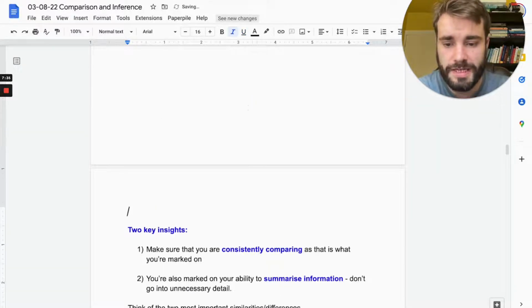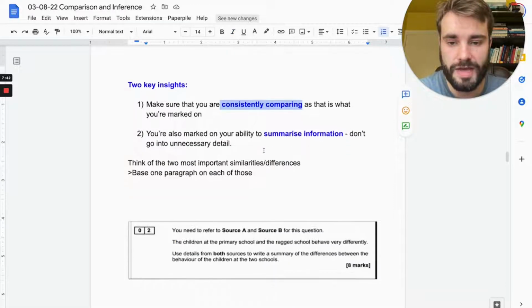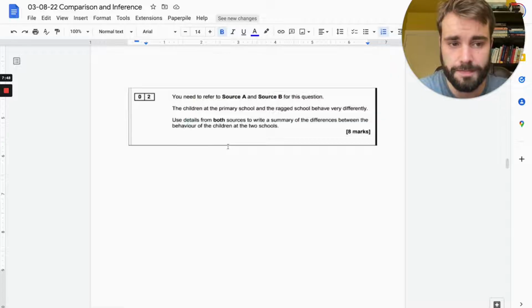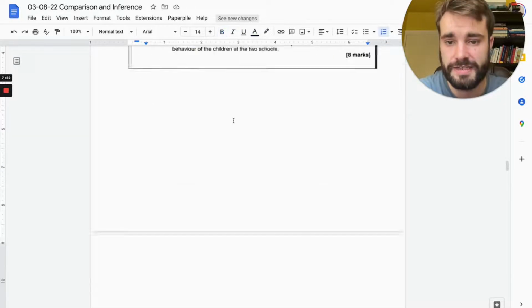2 things to bear in mind. Remember, you are consistently comparing. So all the time you are comparing. And remember that we need to summarize, so work out the most important inferences and don't just explain every single detail. And definitely don't just say what happens in the text. You don't get any marks for that.